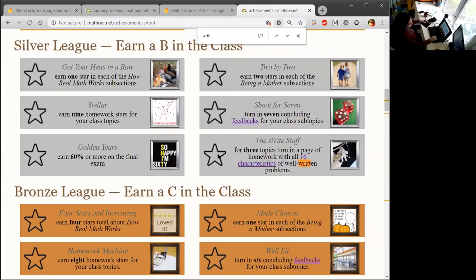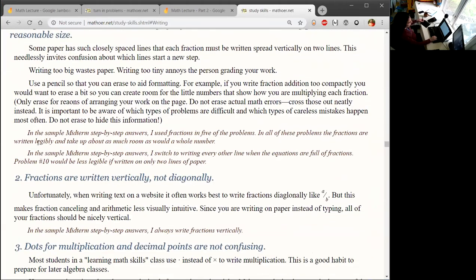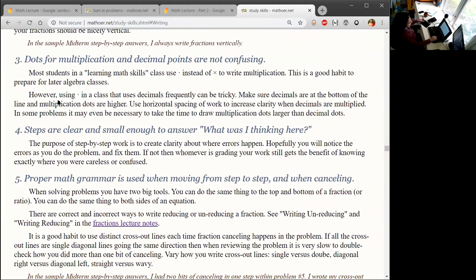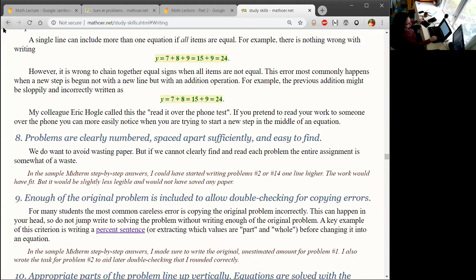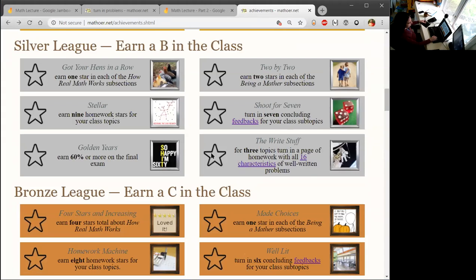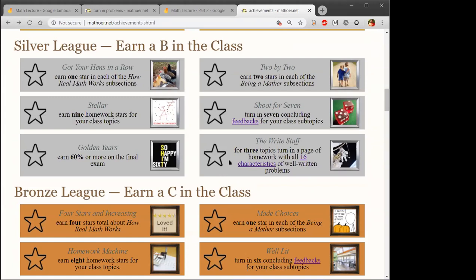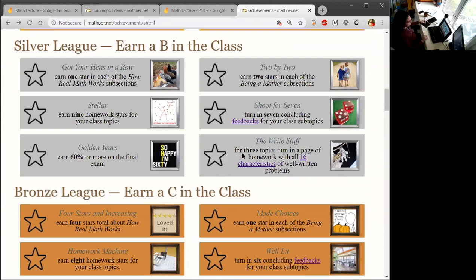So for this check mark, if this is one check mark you want, for 3 different topics, 3 different homeworks, turn in the homework with all 16 characteristics of well-written problems. And if you want to know what those 16 are, click there, and here we go. I haven't lectured this in class yet, maybe I will Monday, but you don't have to guess, am I writing it nicely? I am telling you, here's how to write things nicely. So that's what this one is for: 3 homeworks, turn them in neat. If you want to start doing that, you can. There's no need to wait. For any 3 homework topics, write them down, turn them in.